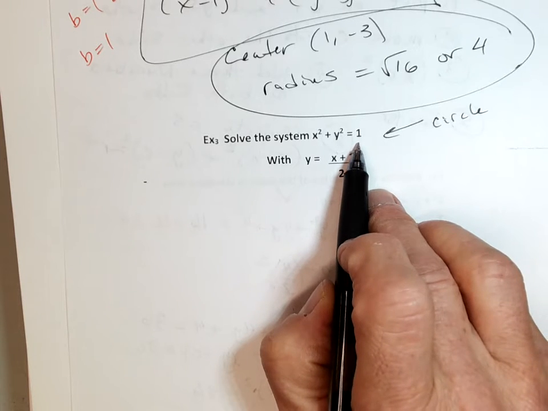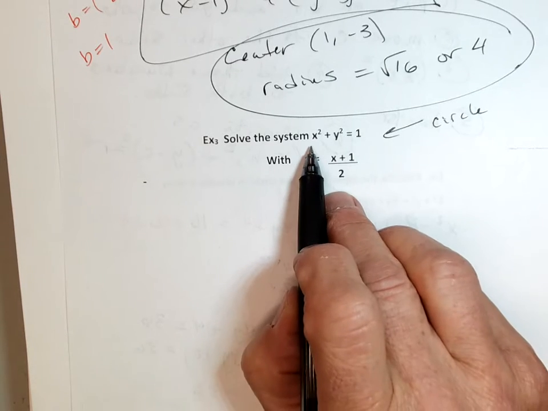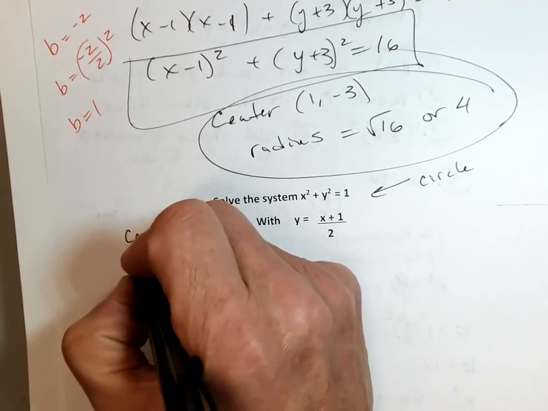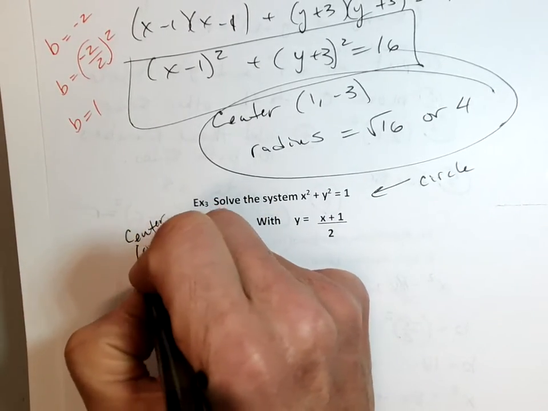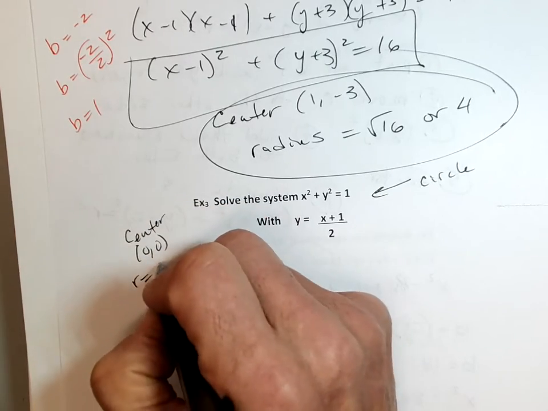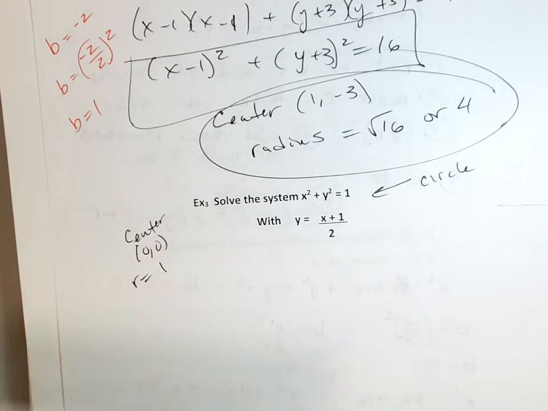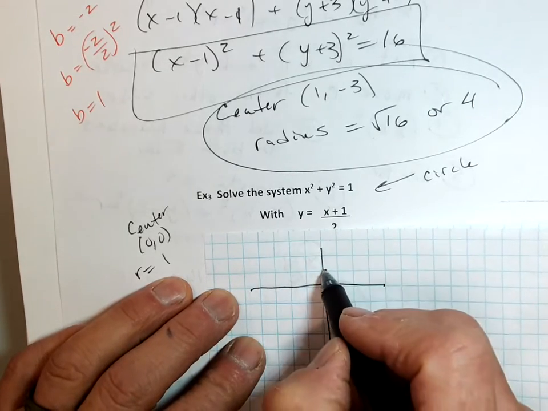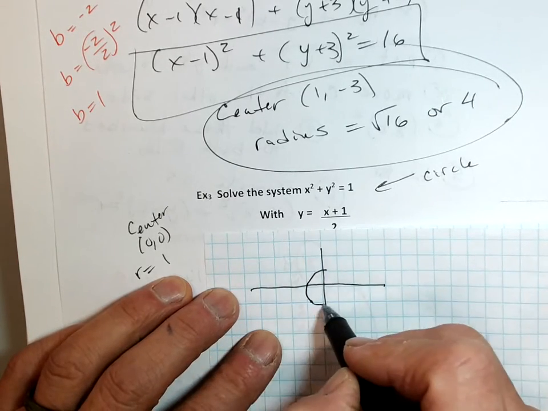That's a circle. You guys agree? And the center of the circle is at 0, 0. And the radius of the circle is 1. So if I were to do kind of a rough sketch of it, it looks something like this. Let me finish, you guys. Before you start talking, let me finish.